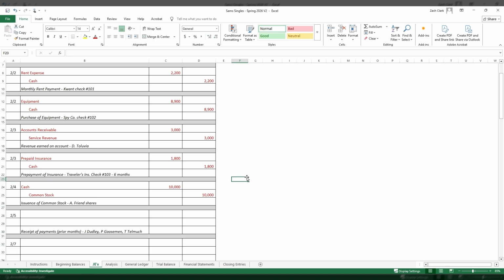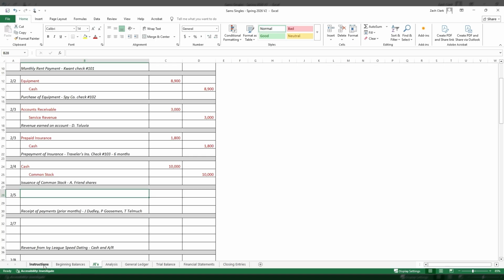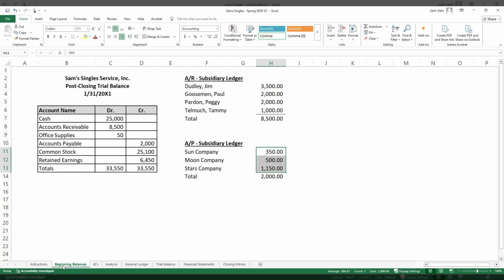But the idea of this transaction is that some portion of our business we have just sold essentially to this individual. And when we sell a portion of the business, we have cash coming in. So common stock there. Okay, let's look at the next transaction here.